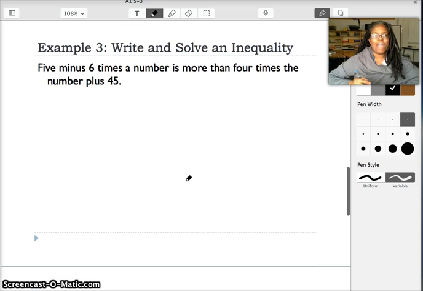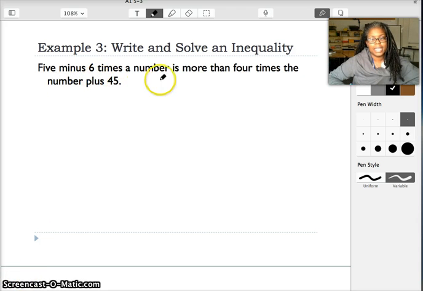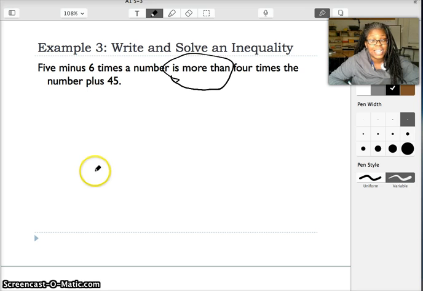Example 3, write and solve an inequality. 5 minus 6 times a number is more than 4 times the number plus 45. So remember, this is an inequality. So "is" doesn't mean equal. In the same way, we need to use this whole phrase "is more than" to get the inequality sign that the author of this sentence is trying to express to us.